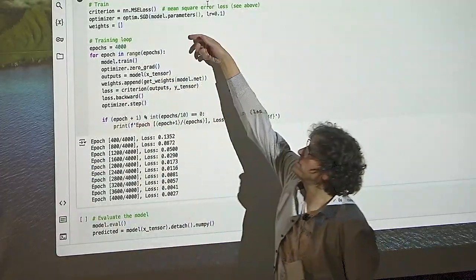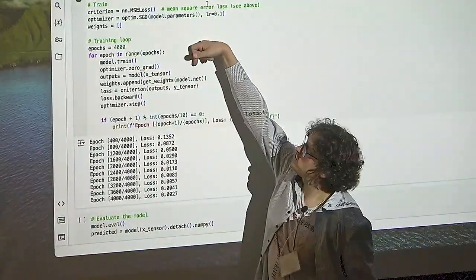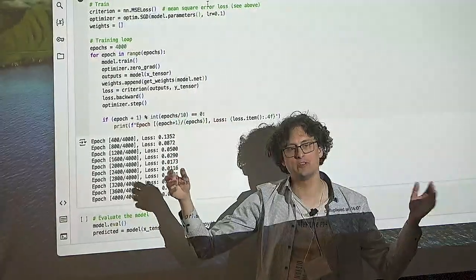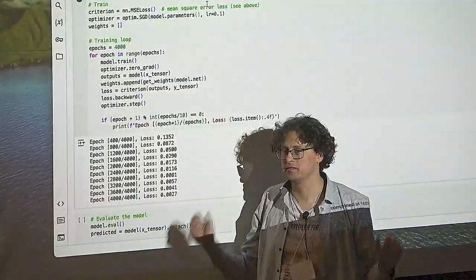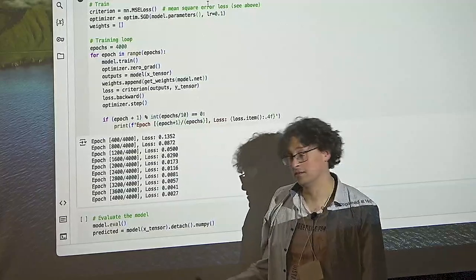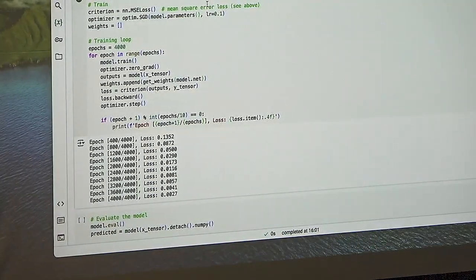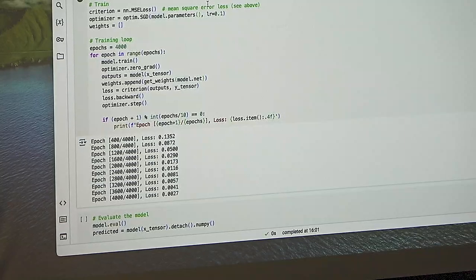And this here is not really stochastic gradient descent, because each time the model sees all the training data, just the entire sine curve each time. So it's kind of gradient descent, but it worked. Because there are only 100 data points, there wasn't much point in making this stochastic.